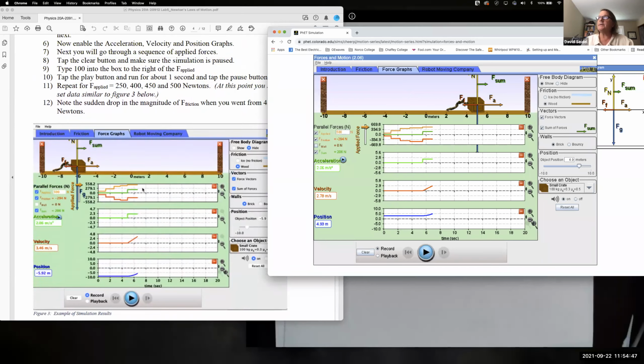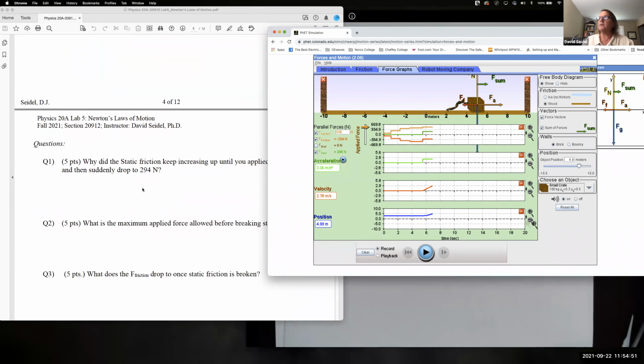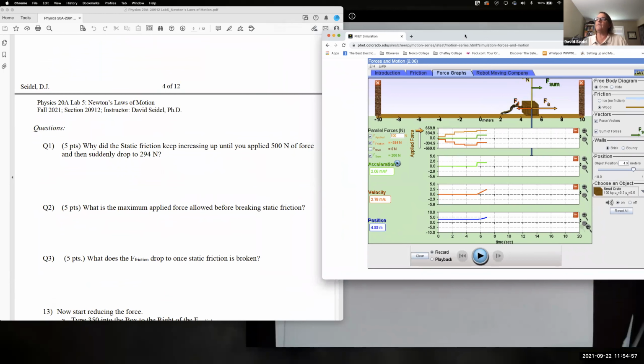So you basically see this, and we get a sudden drop in friction. So why did the static friction keep increasing up until you applied 500 newtons and then suddenly drop to 294 newtons? And this is magnitude. It says minus 294. What is the maximum applied force allowed before breaking static friction? Now, that you need to calculate.